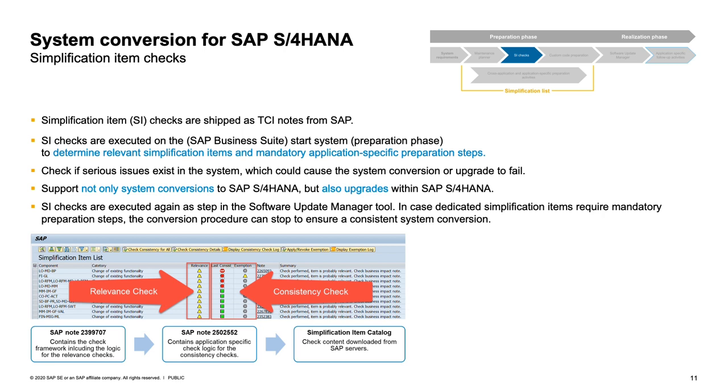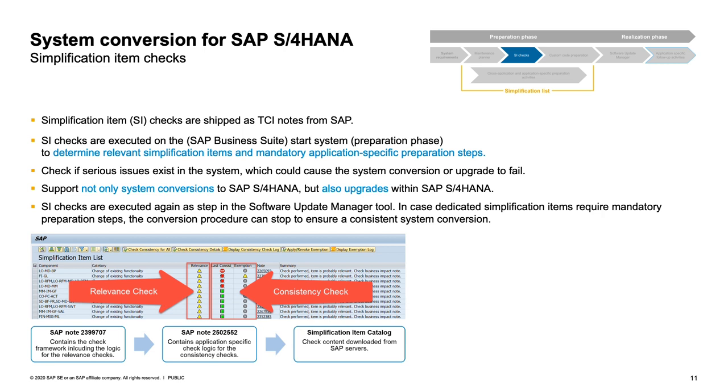And the checks may give you a result where there are things to be adapted, and you have to do this before you start the software update manager, because the software update manager later will start exactly the same check, and if there are still open issues not solved, the software update manager will stop the technical conversion and will not allow to convert the system.